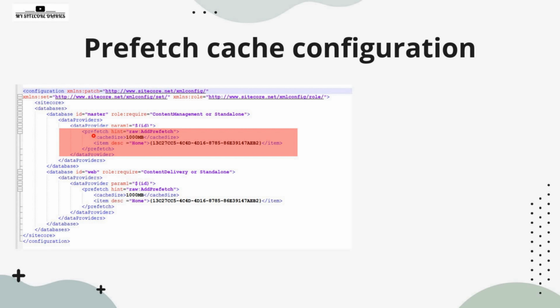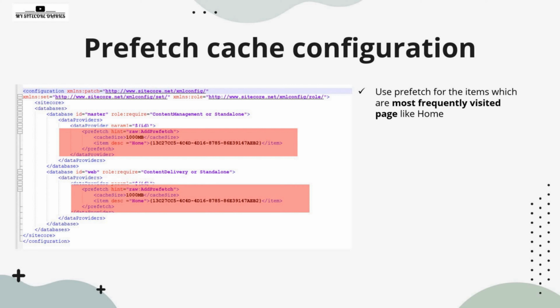So what we are saying is, for the Prefetch we are adding two things here. First is the cache size, 100 MB, and then which item we need to cache. Okay, so I'm here caching the home item. Similarly, you can have it for the web. So whatever the data provider you have and you want to cache at the start of the application, for that you can add it like this, and this patch file you can create.